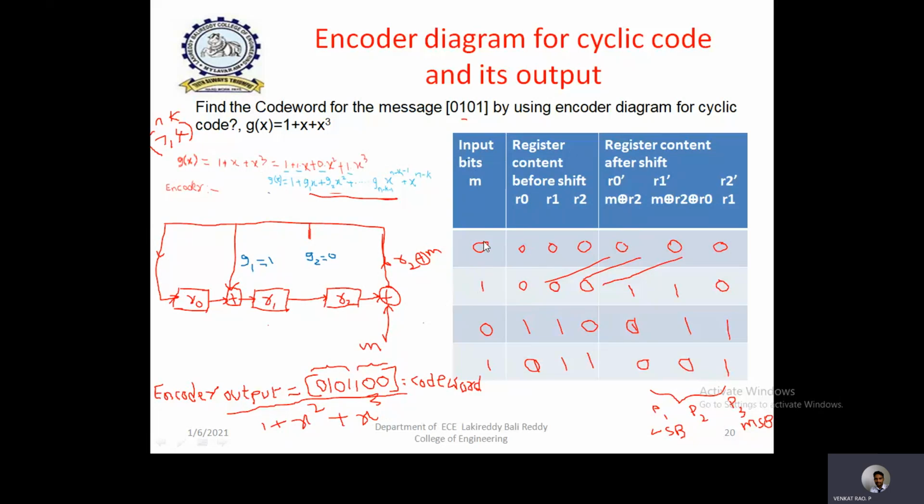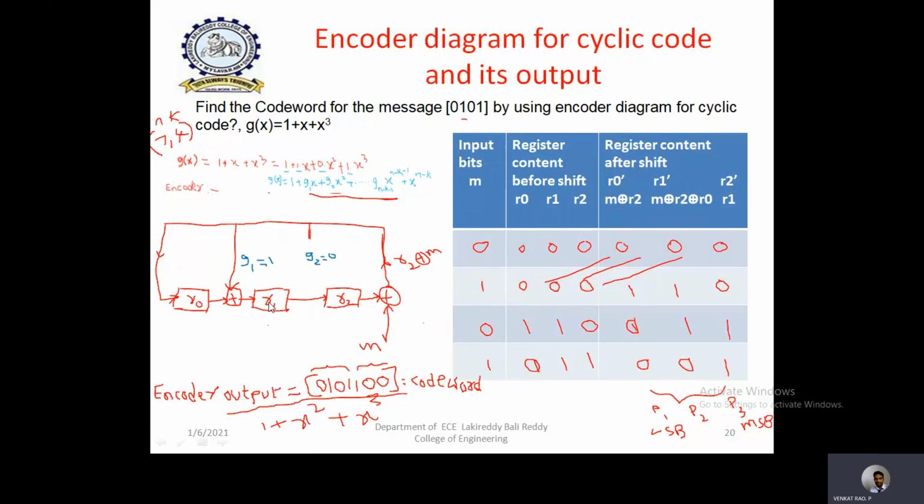First input is 0. So what is the input here? 0, 1, 0, 1. First input is 0. If the input is 0 coming here, so that is making an XOR operation with R2. So R2 XOR with M, that is coming feedback to these elements. So the next values of these shift register contents are represented with R0 dash, R1 dash, R2 dash. So where R0 dash is, the next value is obtained from this feedback connection. So that is coming from this formula. So R2 XOR with M.